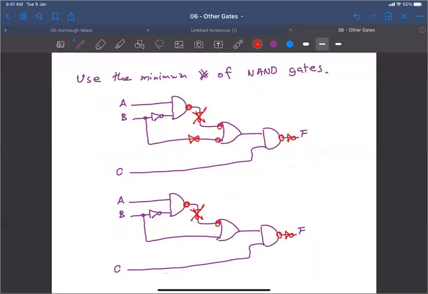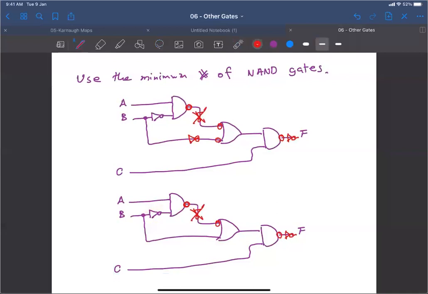So how many inverters in the circuit now? 3 inverters. Okay. Option number two is that I utilize this inverter by pushing it back for this input. So if I push this back, then I need to put an inverter at the stem.